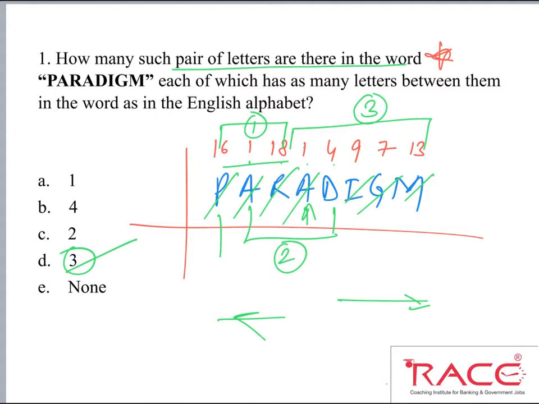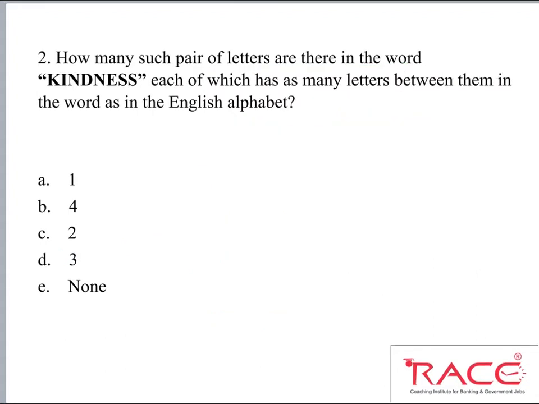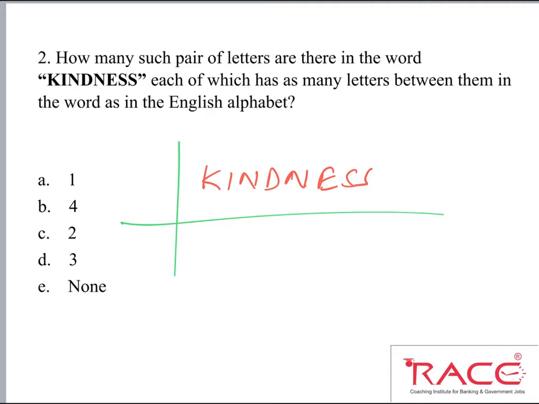Now let's solve one more example. In this example we have the word kindness. Step number 1, write the place values. K 11, then I 9, N 14, D 4, N 14, E 5, S 19 and S 19. Now the next step is to count.